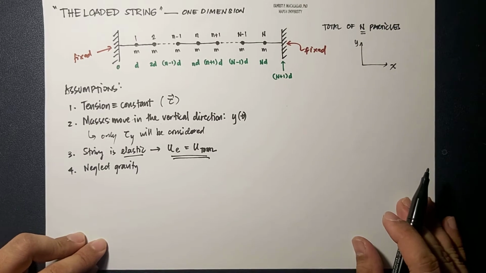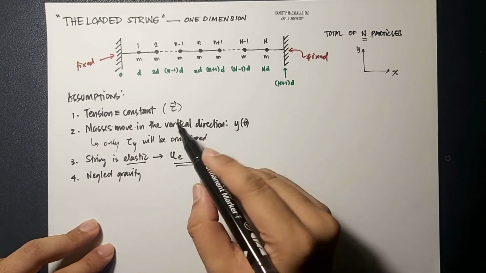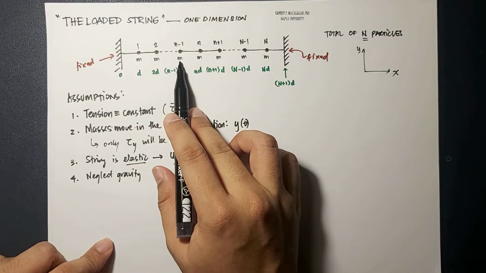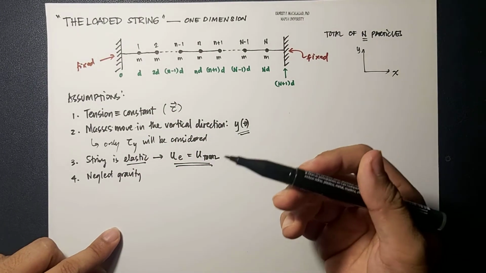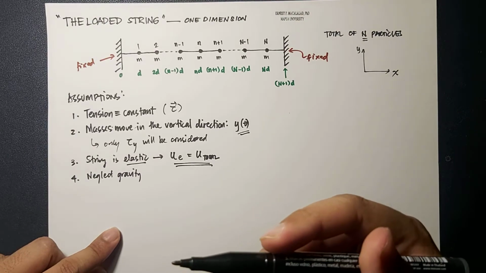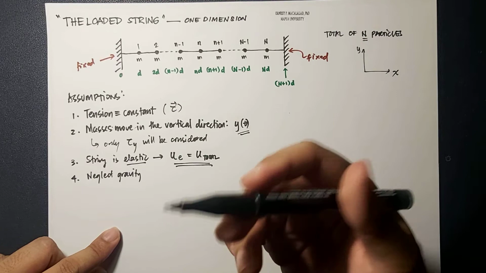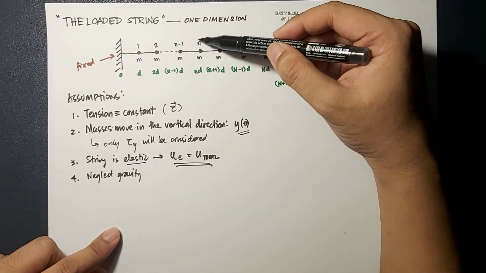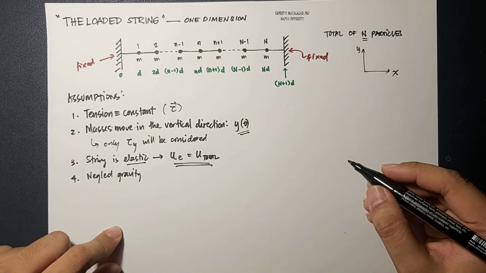Now, to solve this problem, the position function along the vertical direction of each individual particle will be obtained by first looking for the force acting on, let's say, one particle. Let's say that particle n, because we already said that n is a representative particle. So let's look at that particle.